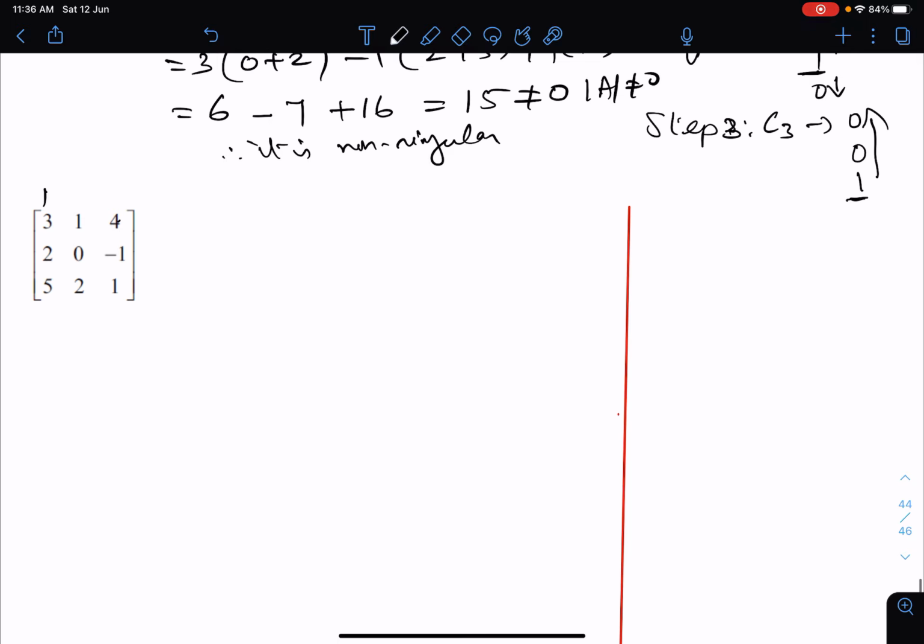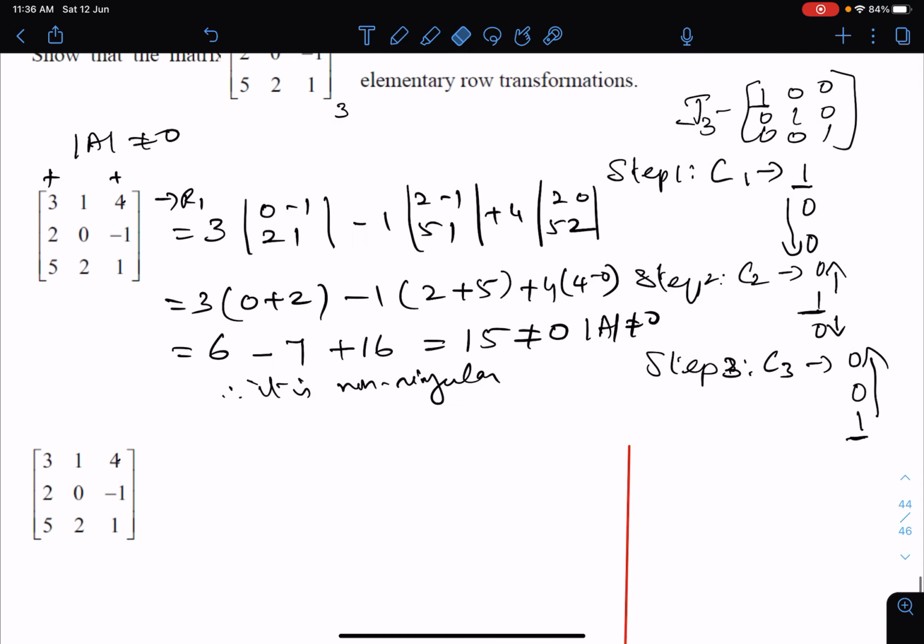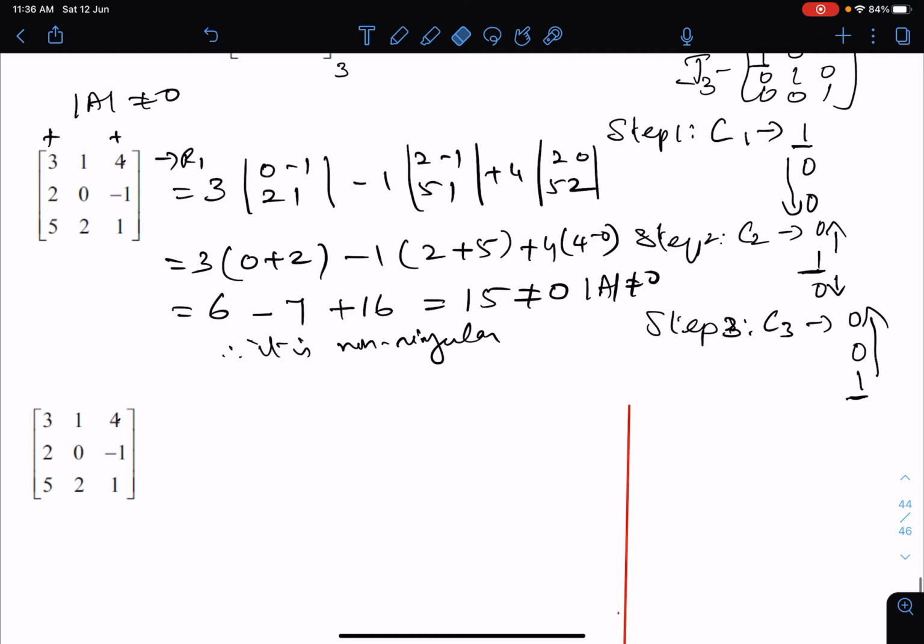What you are going to do, your first thing is step 1. This is our step 1, isn't it? What is our step 1? Making C1 as 1 0 0. So first you have to bring this 3 into 1. For that you can directly subtract, which is going to be a row operation. This is going to be our step 1.